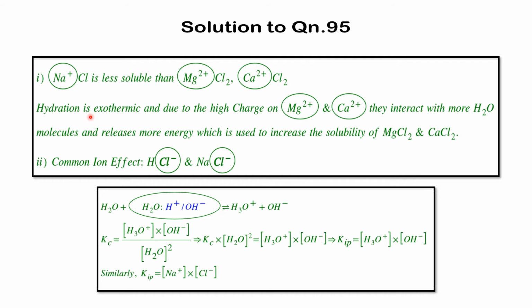A salt, when you try to dissolve it in water, releases heat energy. In the case of magnesium chloride and calcium chloride, the charge is higher when compared to the sodium ion. So they interact with more water molecules and release more energy, which is used to overcome the lattice forces and increases the solubility of magnesium chloride and calcium chloride when compared to sodium chloride. That is why sodium chloride is precipitated when hydrogen chloride is passed through a mixture containing sodium chloride, calcium chloride and magnesium chloride.